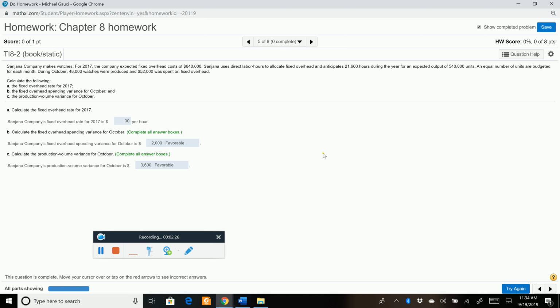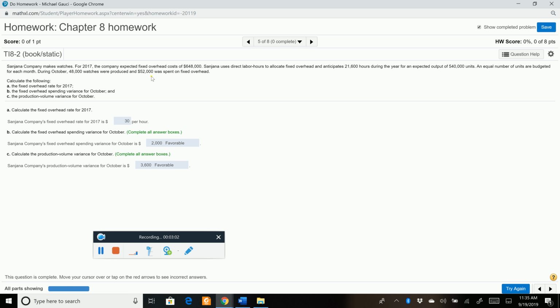Okay, well, first, the easy part, the spending variance. That's the difference between the actual and the budget. The actual, as stated here, is $52,000 spent during October. And if you recall, the budget is $648,000 divided by 12, or $54,000. So the budget per month is $54,000. We spent $52,000, so we have a $2,000 favorable spending variance. It's the difference between the 54, which was the budget, and the 52, which was the actual.